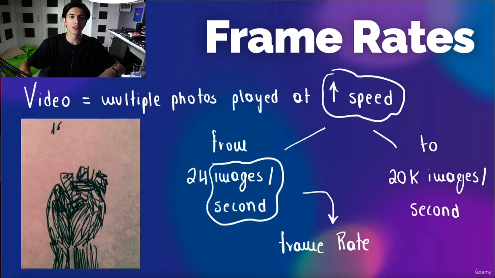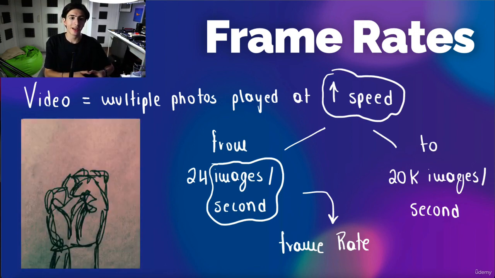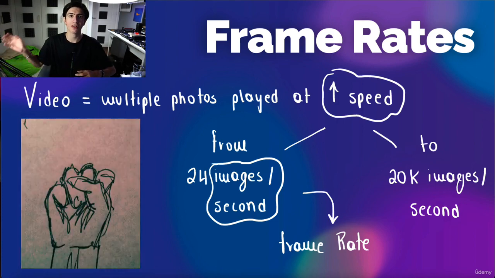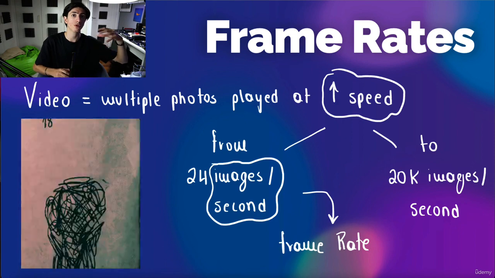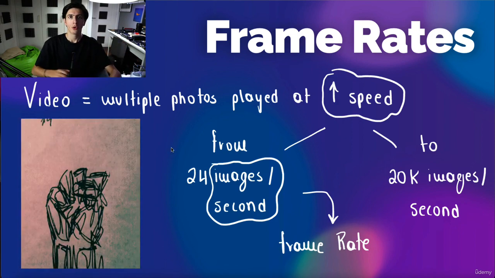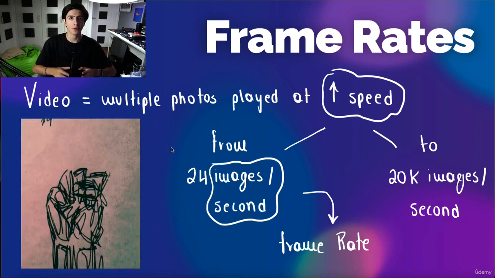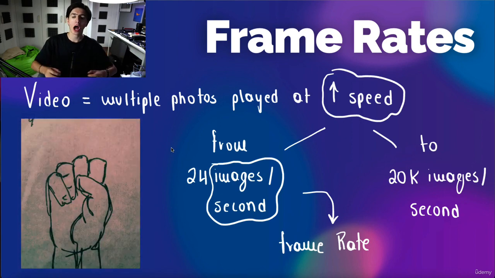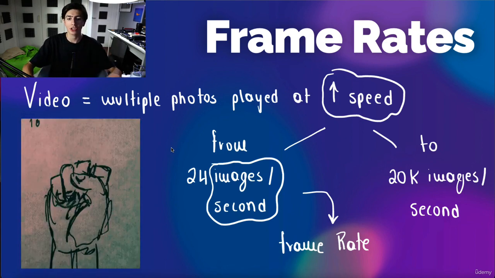Now, let's first discuss what a frame rate is. Keep in mind that, as you can see in this image right here, a video is pretty much multiple photos played at high speed. That high speed of the photos played to make a video ranges from 24 frames per second, which is pretty much the bare minimum of a frame rate. Anything less than 24 frames per second, as we can see in the next slides, will look jittery and glitchy, up to more than 20,000 frames per second. 20,000 frames per second is a frame rate that slow motion cameras usually use.